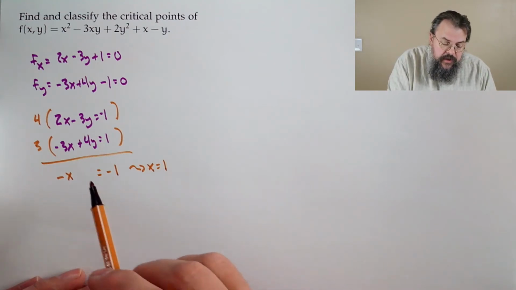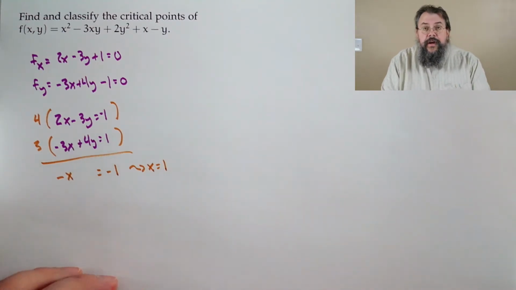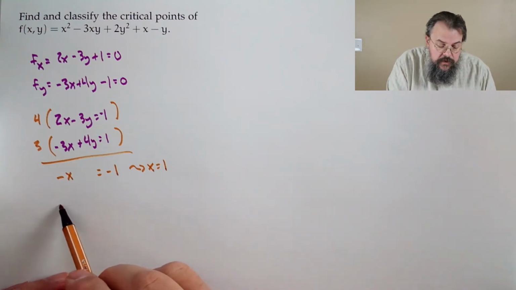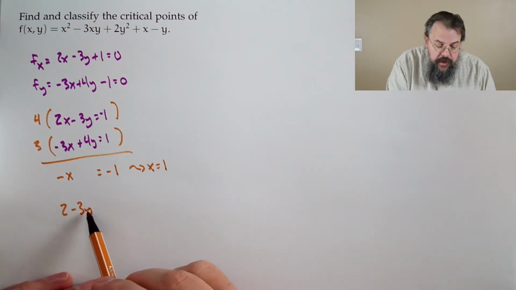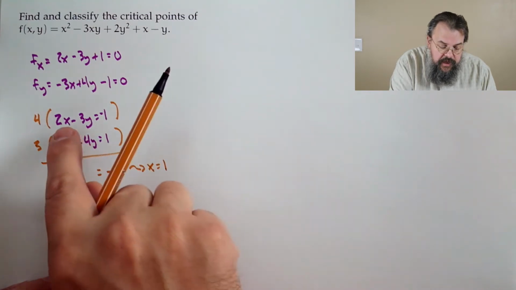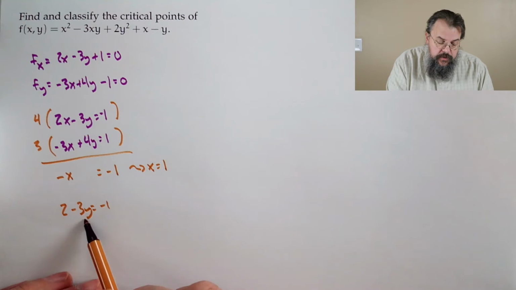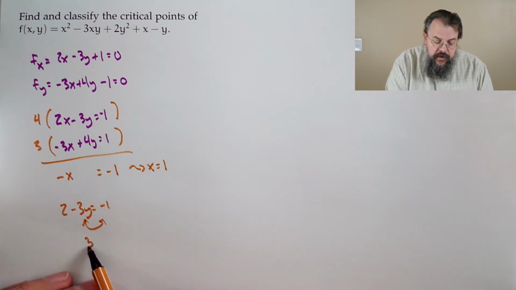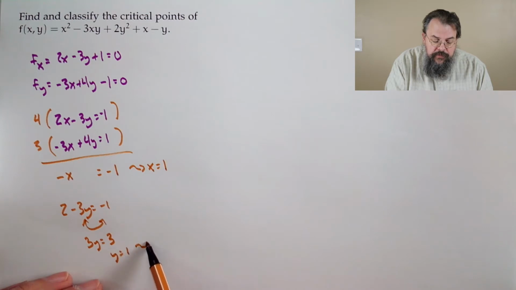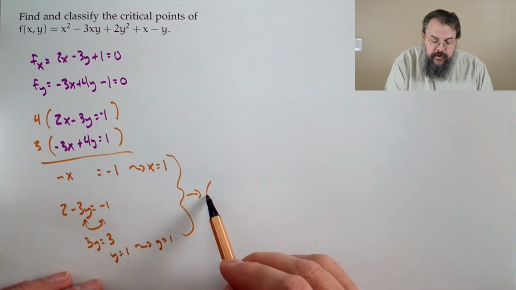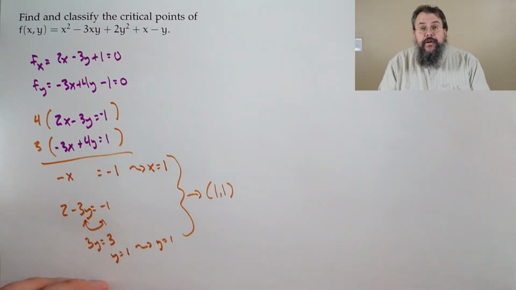Once you know x, you can solve for y. Now you could also do another combination. Well, either way works. So 2 minus 3y equals minus 1. This is plugging x equals 1 into the first equation. And we do a little bit of swapping around. 3y equals 3, and y equals 1. Okay, so we get x equals 1, y equals 1, which really means we have one critical point, at the point (1, 1).